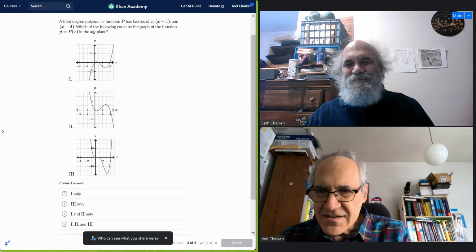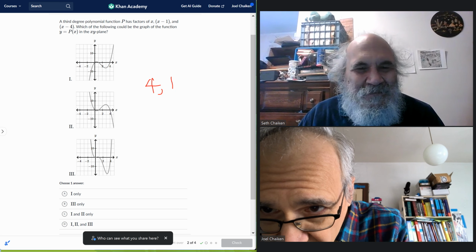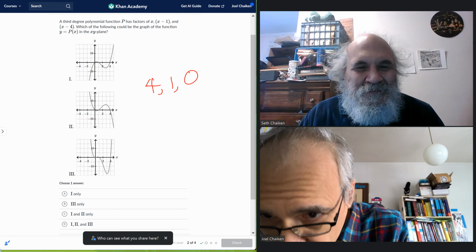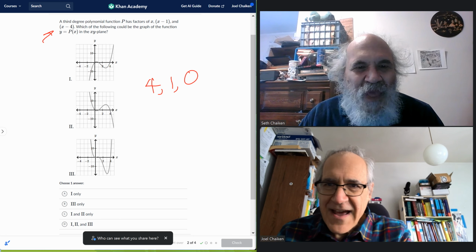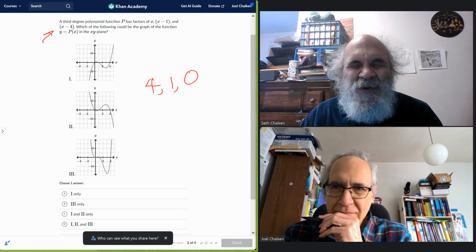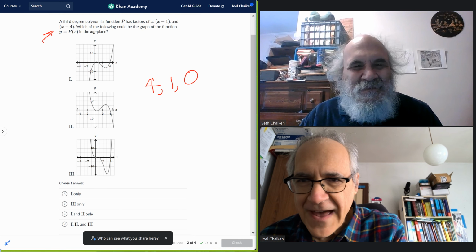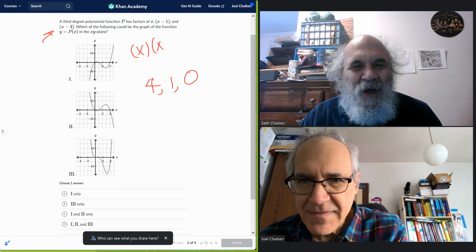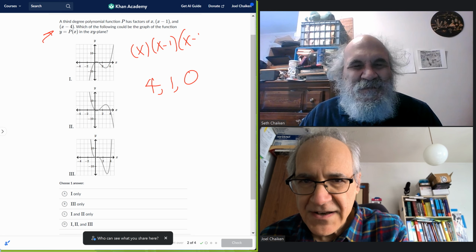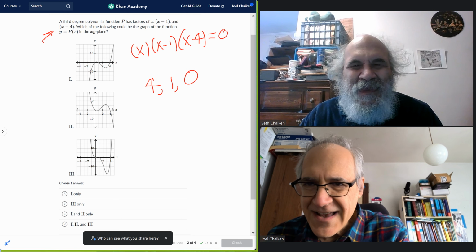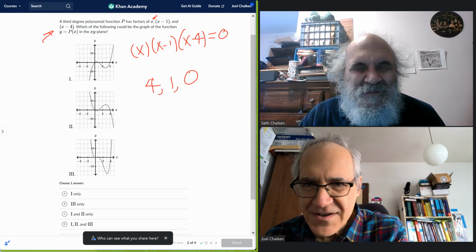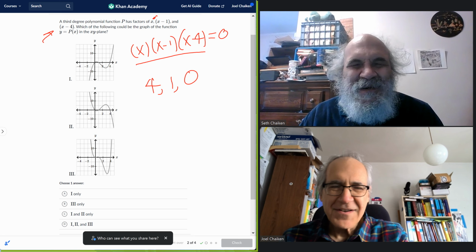Got it. So what have we got? We've got roots at 4, 1, and 0. Wait, why is 0 a root? Because the factors are x, x minus 1, and x minus 4. How do you know that x is a factor? Because it says a third degree polynomial has factors of x. Oh, brilliant. Thank you, Seth.